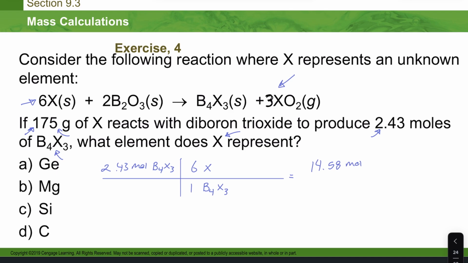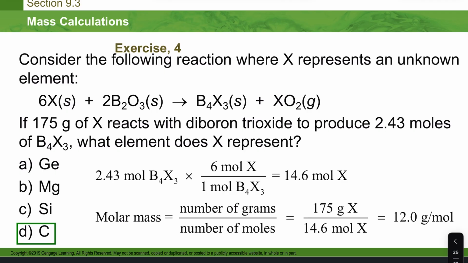moles. And so we'll take 175 grams divided by 14.58 moles. This gives us 12.002, which is very close to the molar mass of carbon. And so what we can say is that this is now in grams per mole. The answer to this is likely carbon.